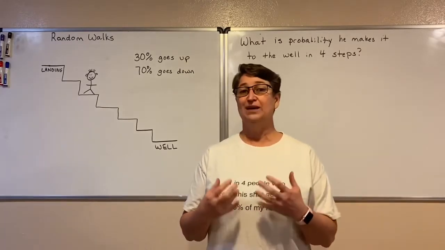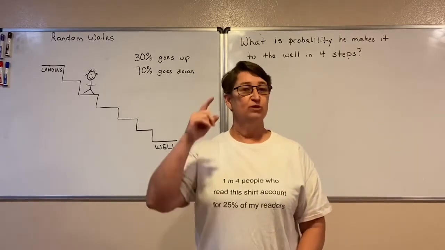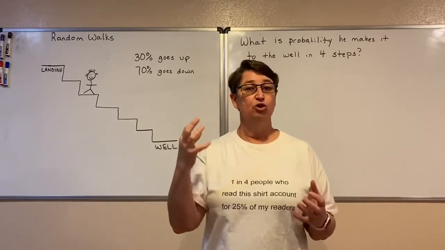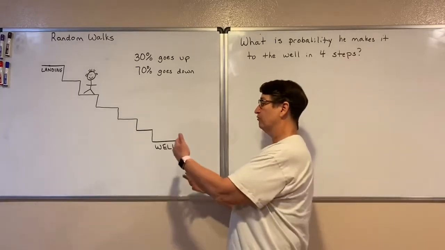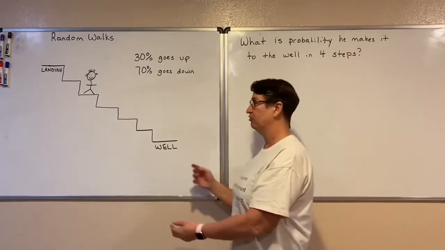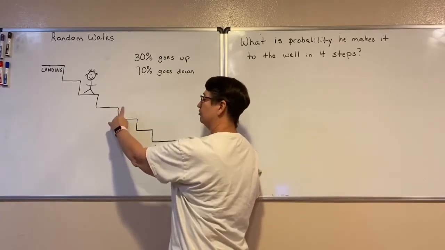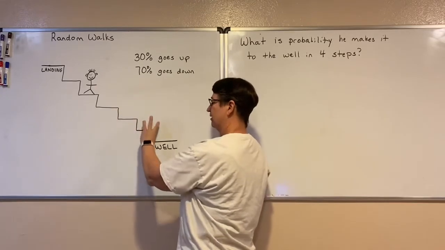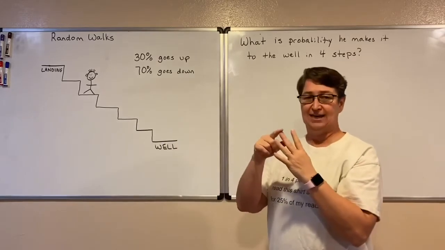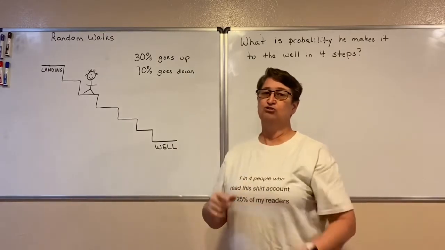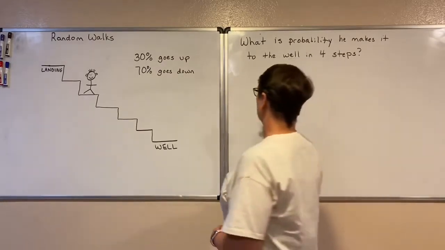So the first thing we do when we're working these classical or theoretical problems is we put the problem into words. Before you start using numbers, the first thing you need to do is think about, what does the scenario look like? How can I put this into words? So Christopher Walken here, in order for him to make it to the well in 4 steps, what he would have to do is take a step down, and take another step down, and take another step down, and take another step down. So he would have to go down and down and down and down to get to the well in 4 steps. So I'm just going to write down those words first.